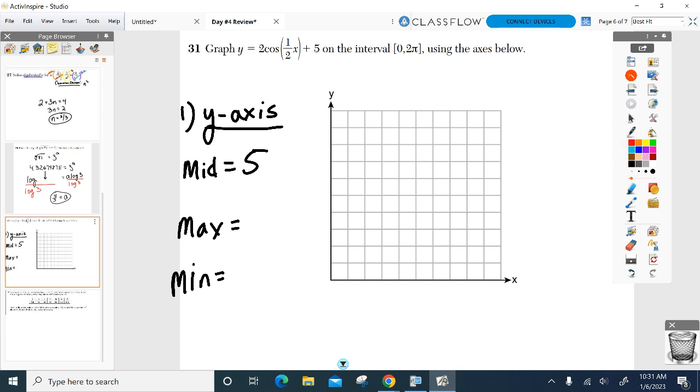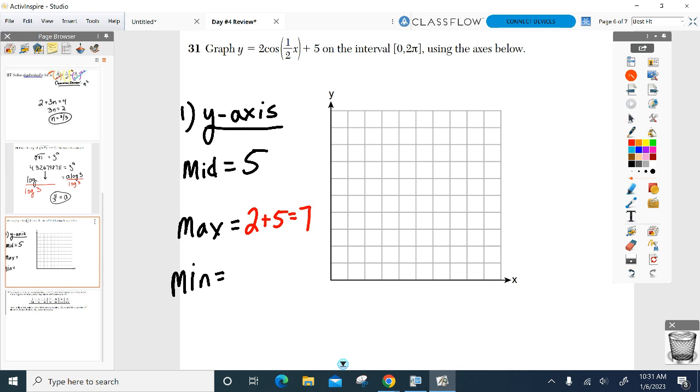Anybody want to teach us how to find the min and the max? Oh, here we go, Aaron. So you take the 2. Go ahead, just keep going. And then you do +5. And that would be your max. Okay, so you take the old max, which was 2, that number out in front, apply the shift. So my new max is 7.